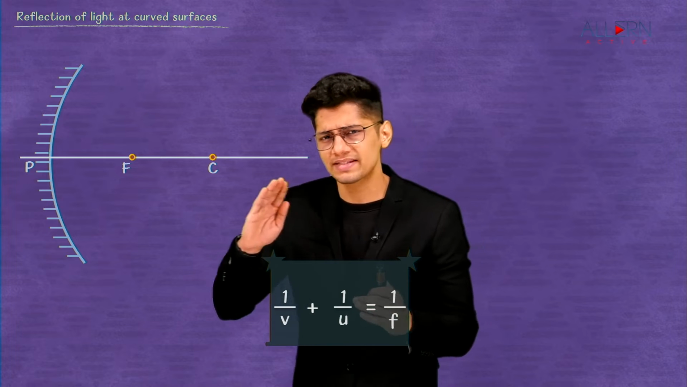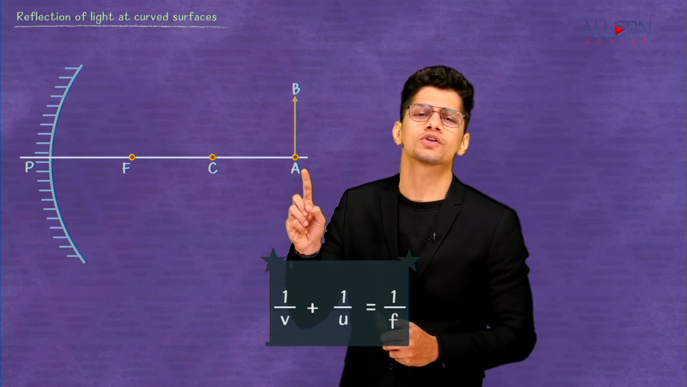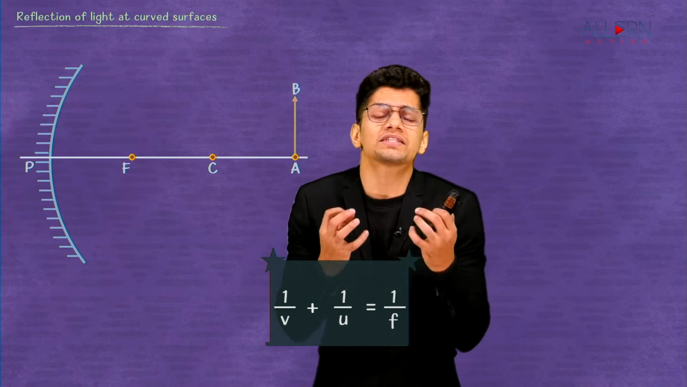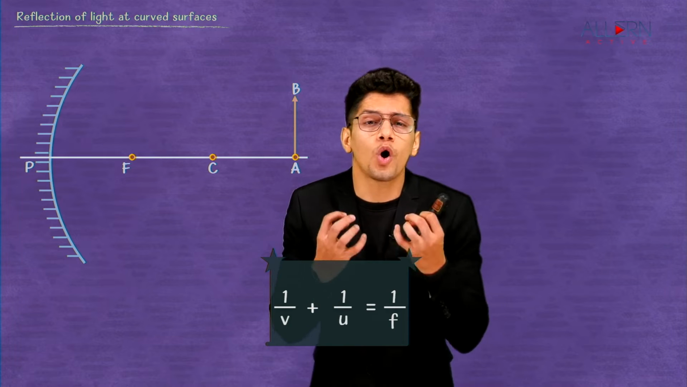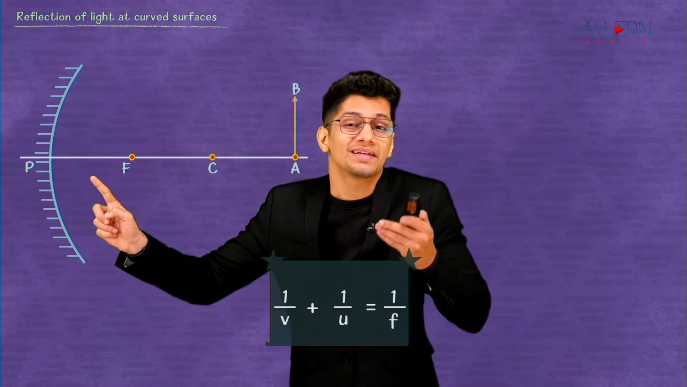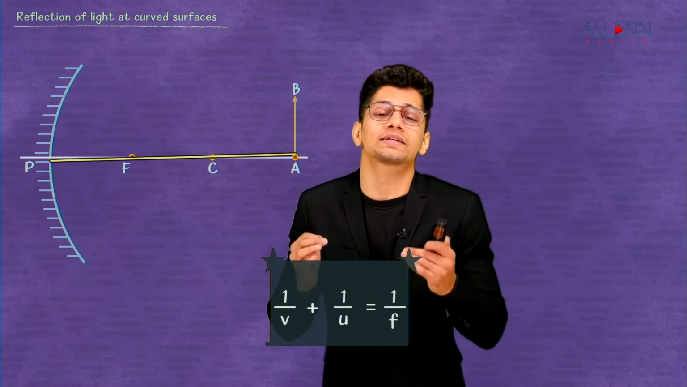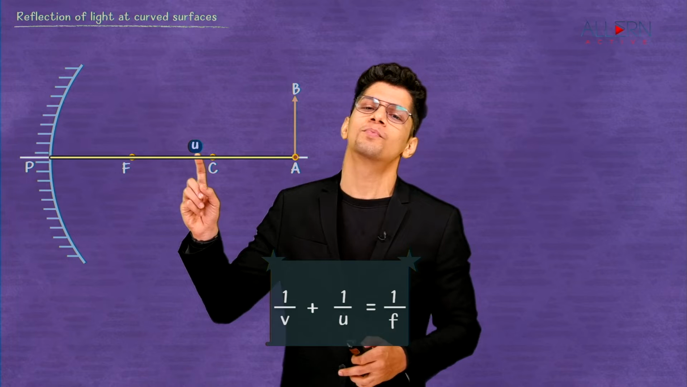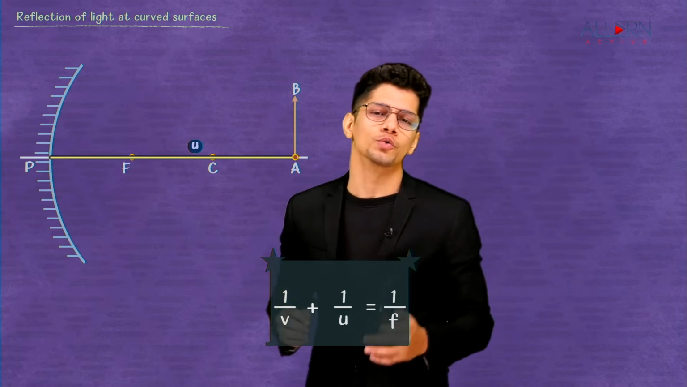Now we know we can place our object anywhere on this base diagram. Let's place the object over here, that is beyond C, and name our object AB. Now, to measure its distance from the mirror, from where do we measure? We should always measure distances from the pole of the mirror. So right now, the distance between the pole and the object, that is distance PA, is called the object distance, and object distance is denoted by small letter u. So object distance is denoted by u.